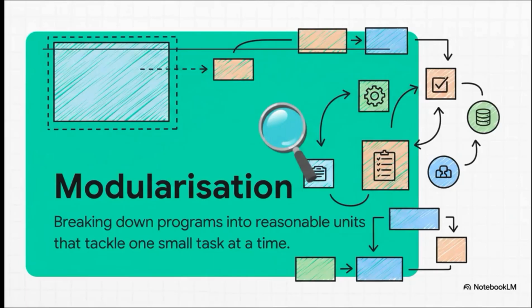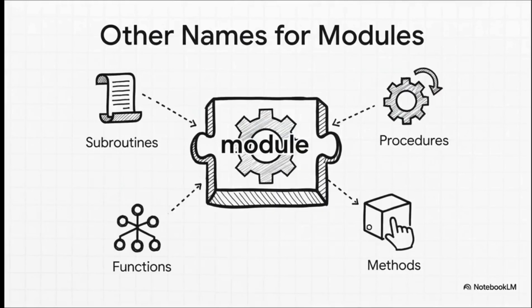At its heart, modularization is a pretty simple concept. It's just the practice of breaking a big, complicated program down into smaller, self-contained pieces. The key here is that each of these little pieces, these modules, has exactly one job to do, and it focuses on doing that one job really, really well. And you'll hear programmers call these little code bricks all sorts of different things. Depending on the language they're using, they might say subroutine or procedure or function or method. But honestly, don't get hung up on the names. They all point to the exact same principle. One module, one specific job.